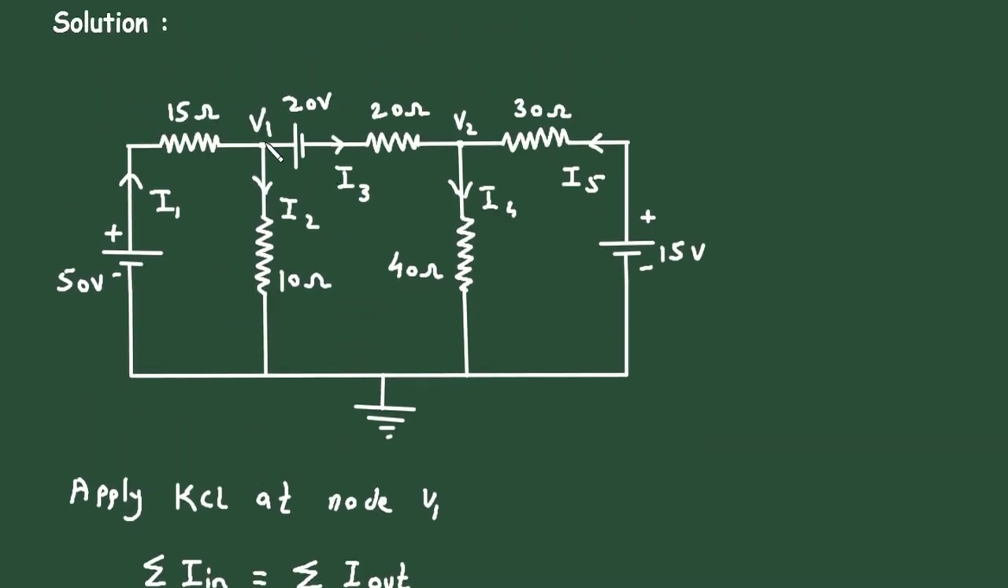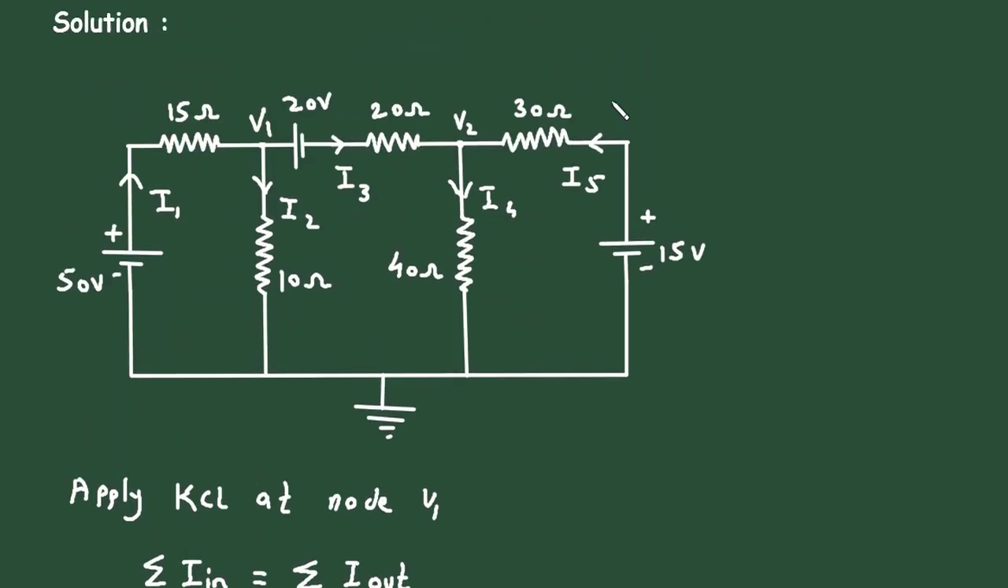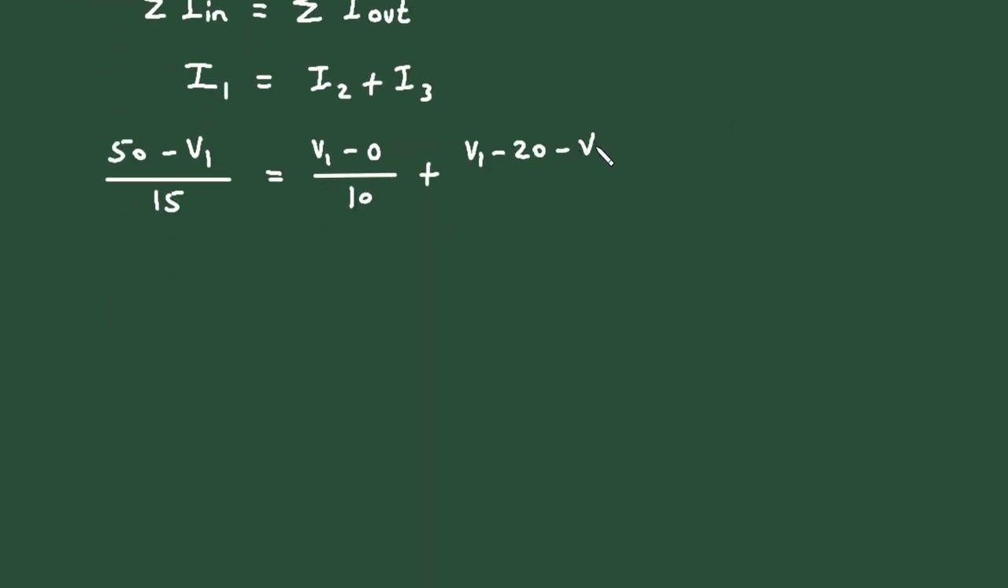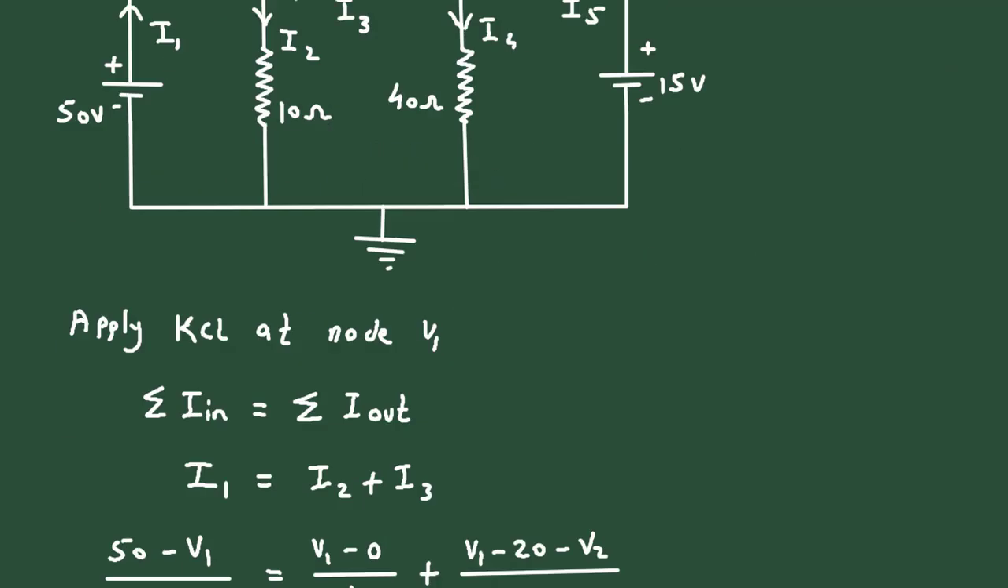This I3 will be V1 minus 20. We take higher voltage minus lower voltage. So V1 is the higher voltage we are considering and this 20 volt is the lower voltage. So it will be V1 minus 20 first. Then again this is also the lower voltage we are considering because current is flowing from V1 to V2. So it will be V1 minus 20 minus V2, divided by resistance value. The value of resistance is 20 ohm. So 20 ohm is this.